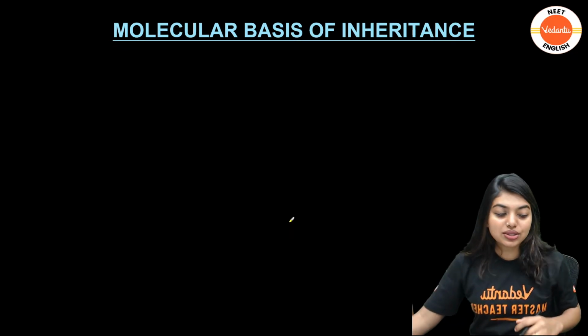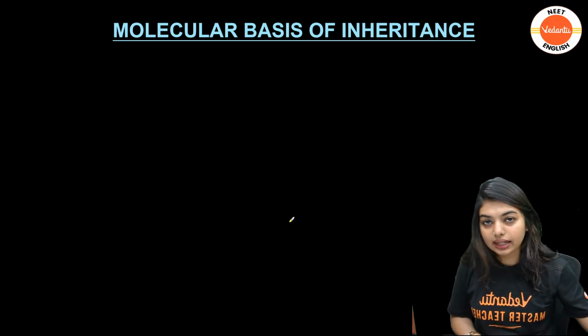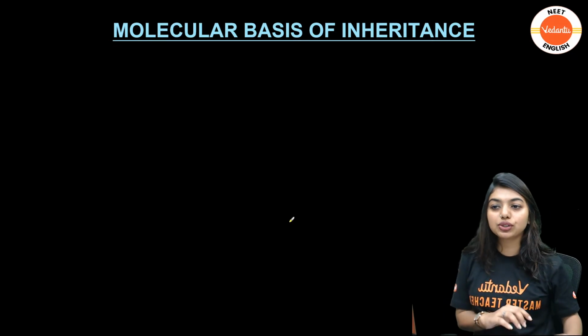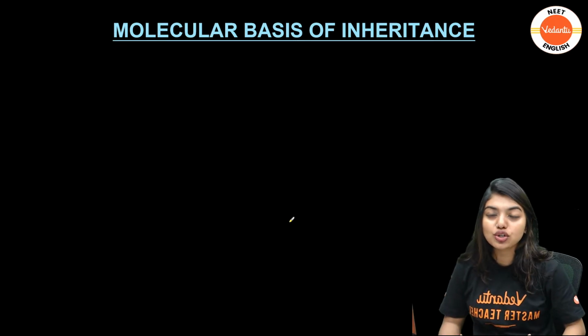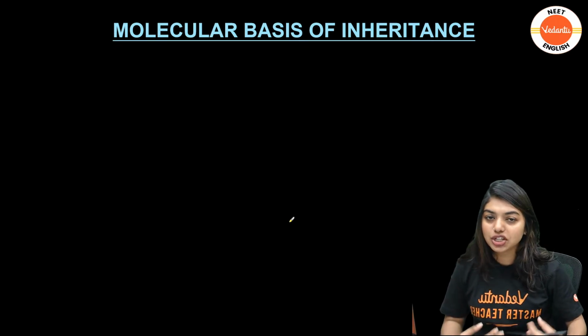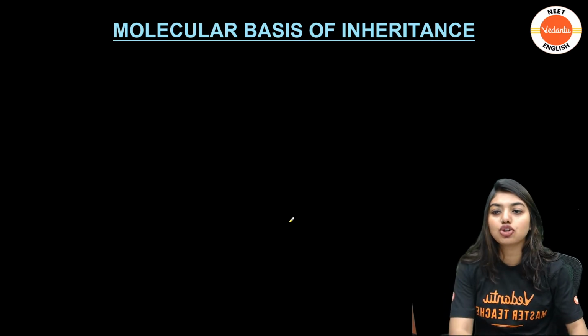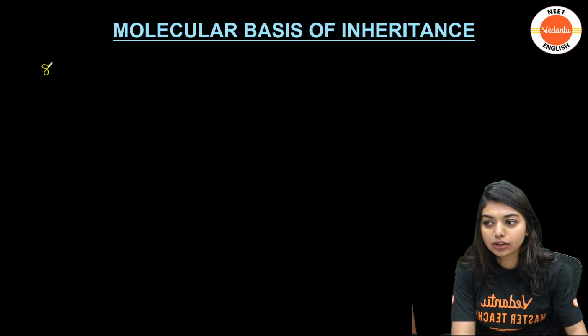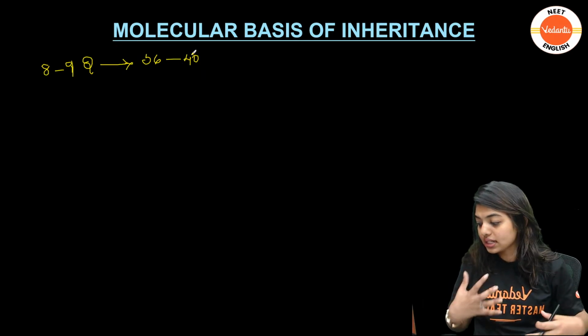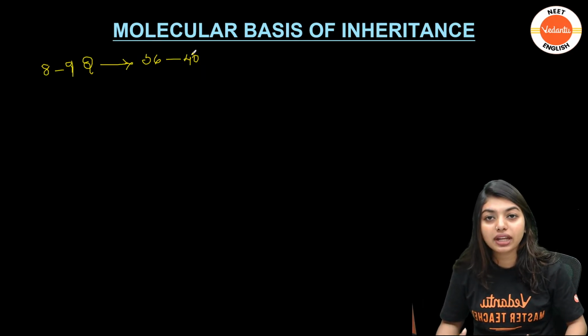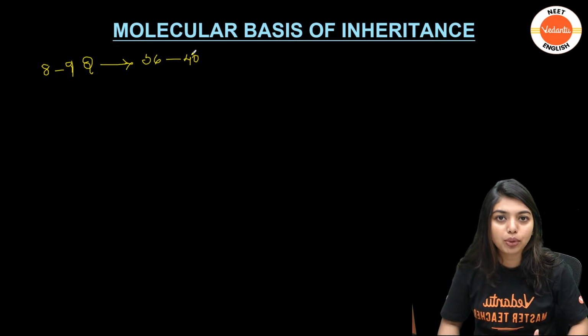Okay, so hello students, I'm sorry the class got a little delayed. I was caught up with some other work. Today we are going to start molecular basis of inheritance. This chapter has a weightage of around 8 to 9 questions, which means you will get 36 to 40 marks from this chapter. So it is not a simple chapter. You have to give a lot of importance to this chapter.